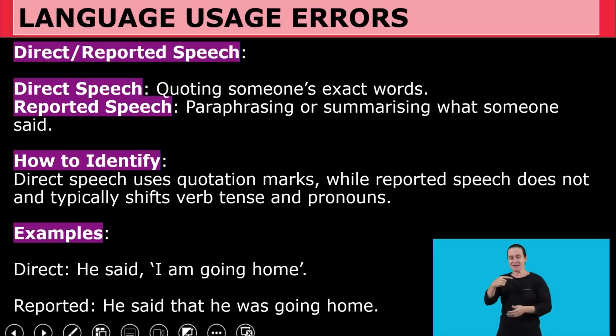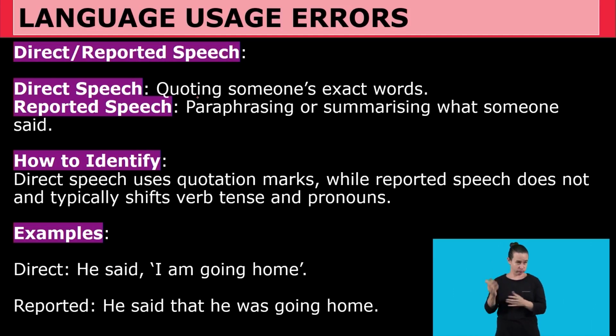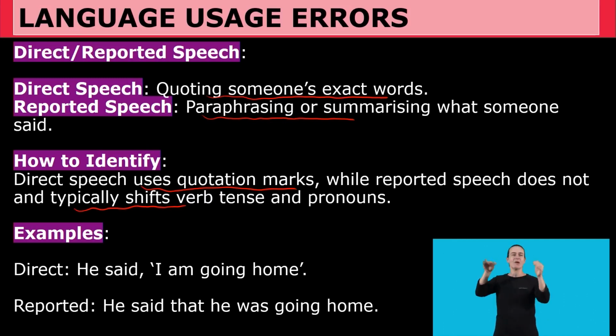Very simple. Now we're getting to direct or reported speech. Of course, direct speech is when someone's exact words are quoted, and reported speech is paraphrasing or summarizing what someone has said. Direct speech uses quotation marks, while reported speech does not and typically shifts the verb tense. For example, he said, "I am going home." By the use of the quotation marks, we know that that is direct speech. In the reported form, he said that he was going home.